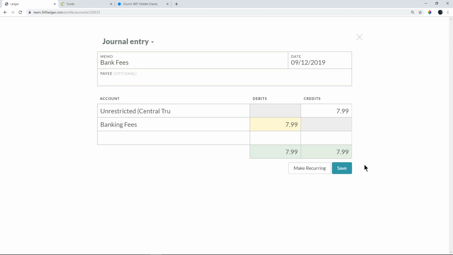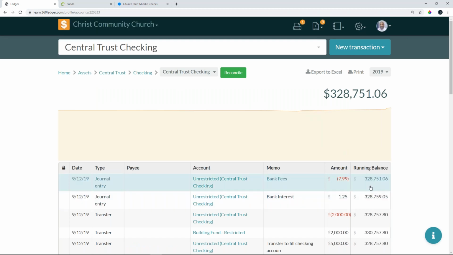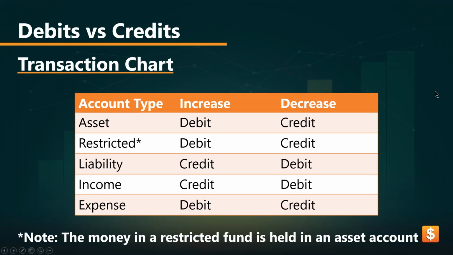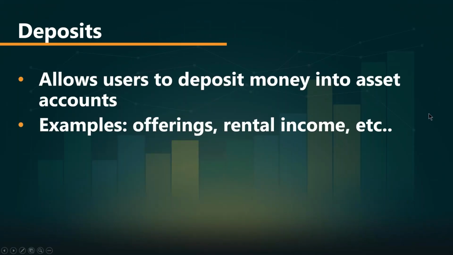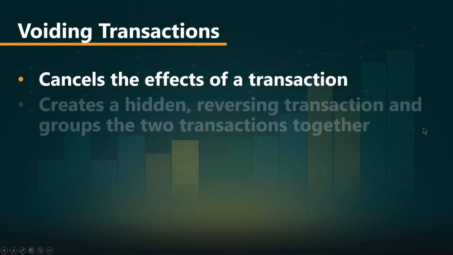So bank fees, and then we can click save, and we can look here at our central trust checking again, and now that's gone down by $7.99. So if there's a complex journal entry you want me to show, you can enter that into the question box and I'll show that transaction. But those are the two journal entries that I had to show. Next, we'll do voiding transactions. So I'm going to go through and we'll go down to voiding here.